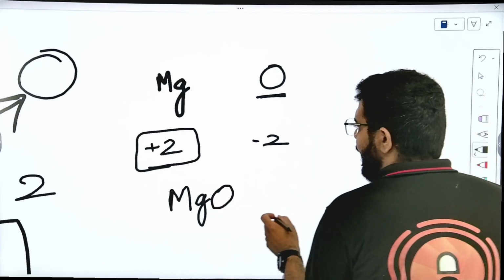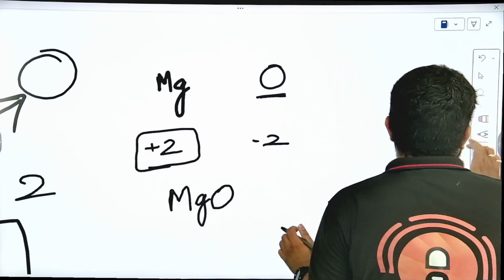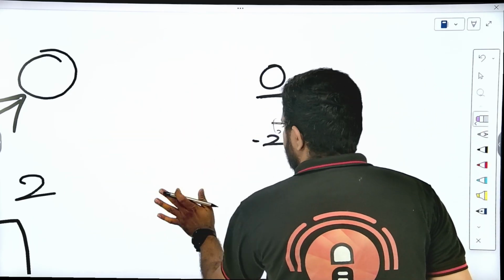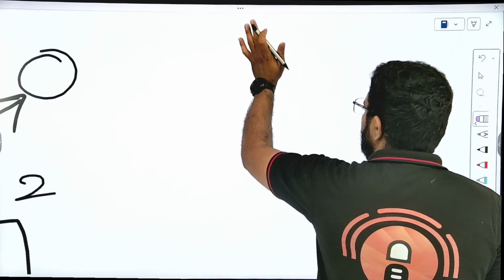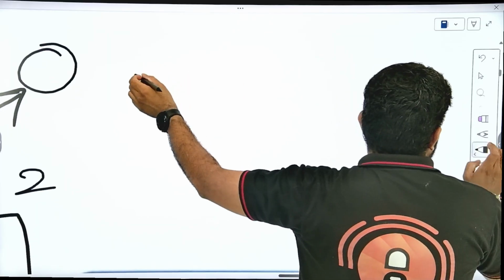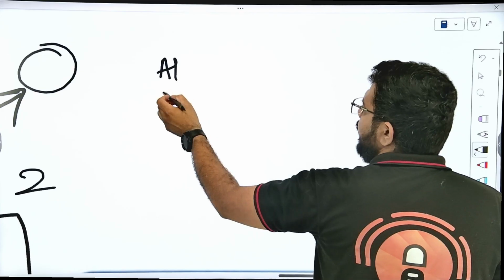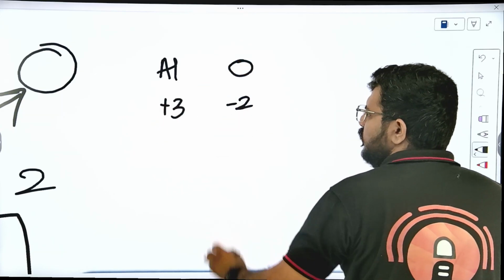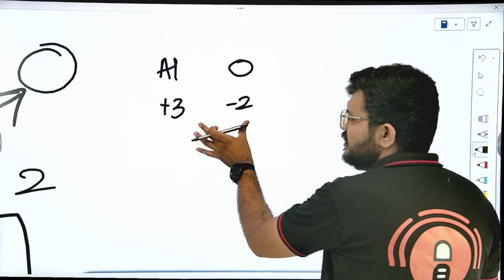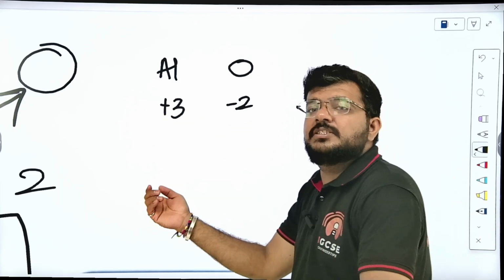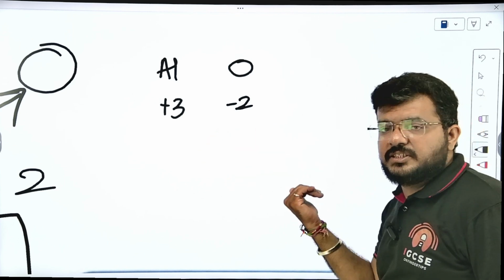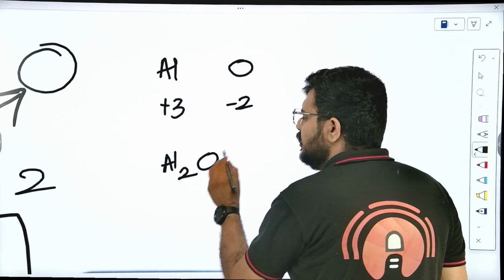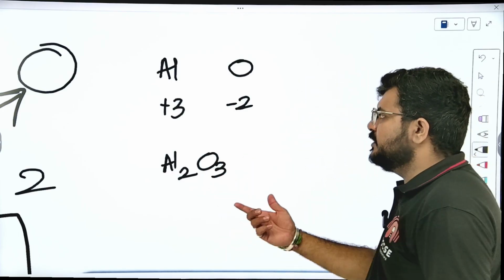So if we go back to aluminium, let me just erase this one. If we go back to aluminium, I can write that there are plus 3 over here, minus 2 over here. Now the balance is when aluminium has plus 6 charge and oxygen has minus 6 charge. That can happen when there are 2 of aluminium, 3 of oxygen. I hope this now makes sense.